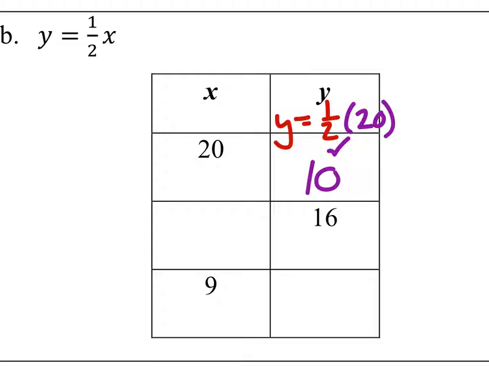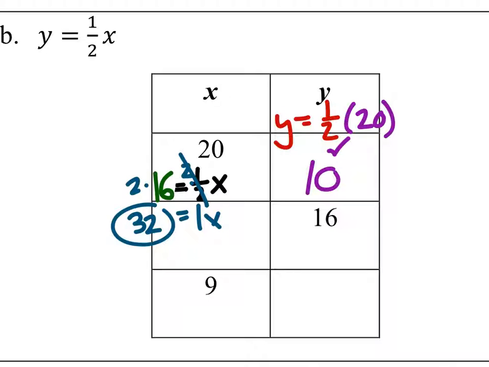Now this next one, okay, we're using the same equation, y equals 1/2 x. But here, y is 16, so I'm replacing the y with 16. So half of something is 16. So what would we do to solve this one? Multiply it by 2. You can multiply them by 2, that's very good. So multiply both sides by 2. So that cancels these out, and I got 1x equals 32. So this 32 goes right here.